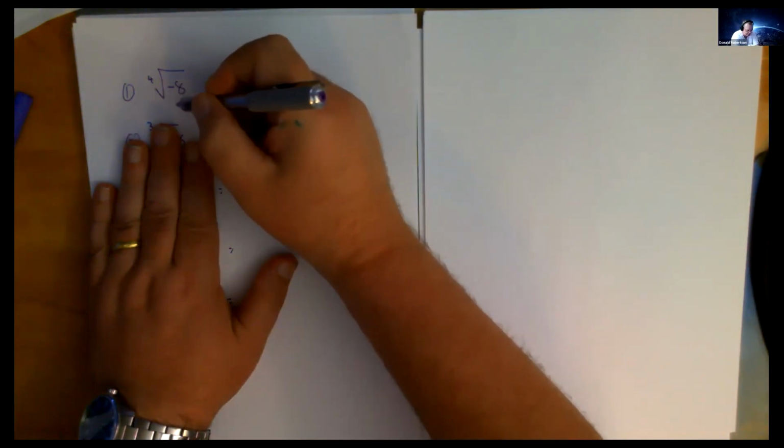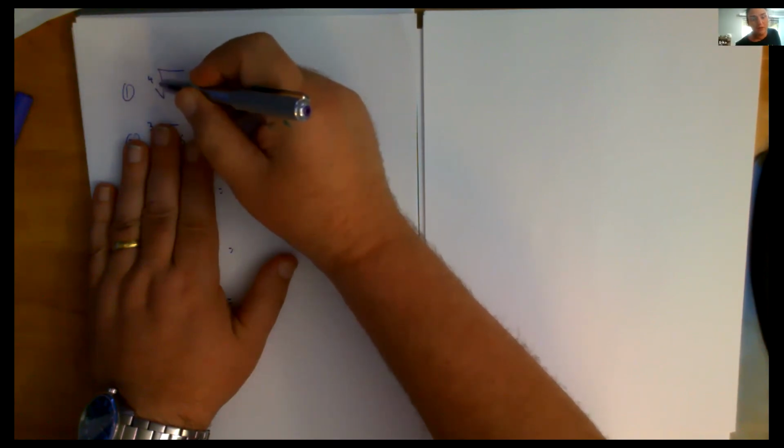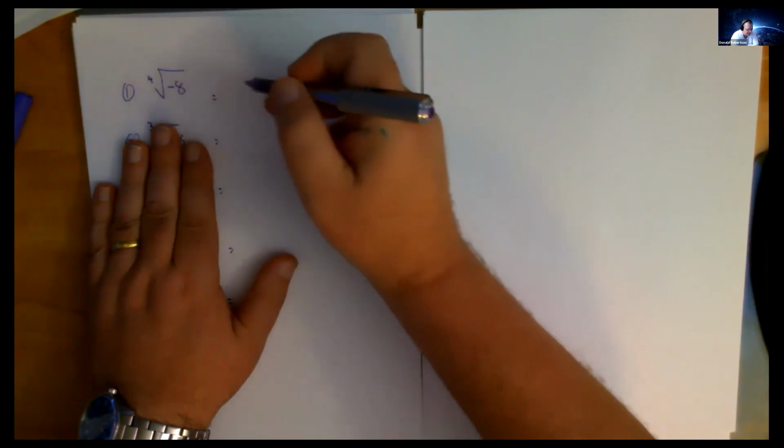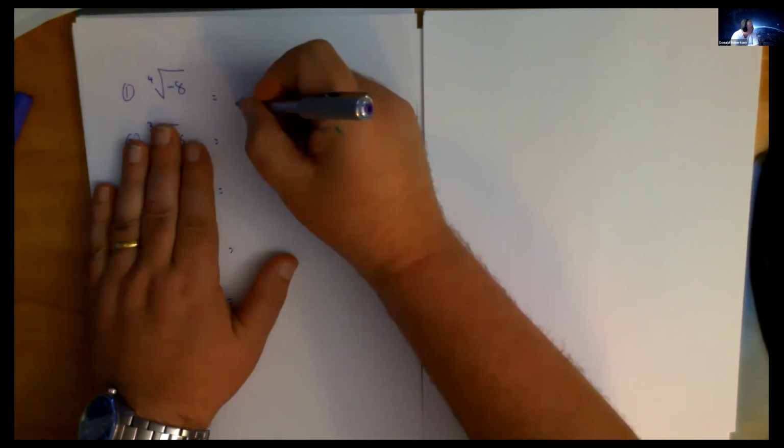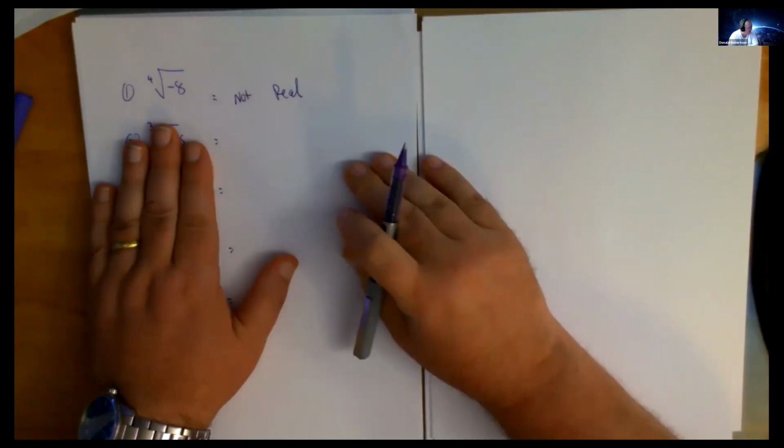Okay, let's do it with you then. The fourth root of -8. Right, it's a fourth root, right? And fourth roots behave just like square roots. So if I said to you, what's the square root of -8? The answer would be not real. Hopefully you all got that one.